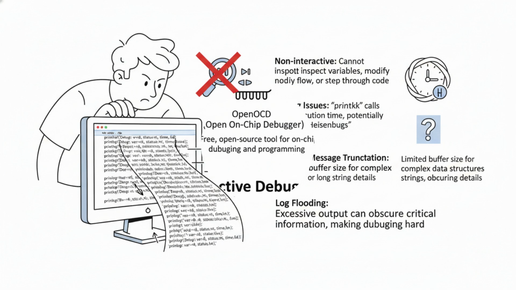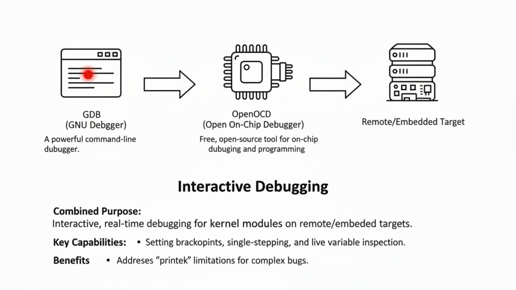To overcome the limitations of printk, we turn to the immensely powerful combination of remote GDB and OpenOCD for advanced kernel module debugging. GDB, the GNU debugger, is a venerable command-line debugger renowned for its versatility across various programming languages and architectures. OpenOCD, short for Open On-Chip Debugger, is an open-source tool that provides crucial on-chip debugging capabilities, including in-system programming and boundary scan testing for embedded systems.